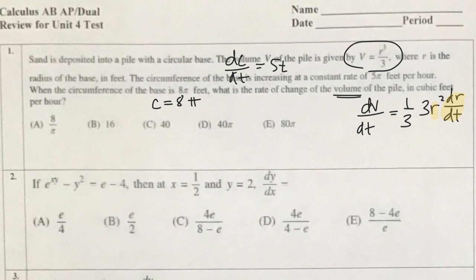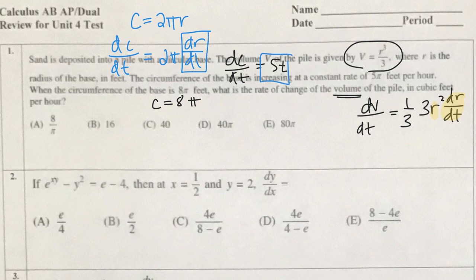So we're going to go back to our circumference. I'm sure that's pretty important. So circumference is 2 pi r. Okay, so the derivative of the circumference with respect to time is 2 pi times dr/dt. Well, great. This will help us figure out what our dr/dt is.